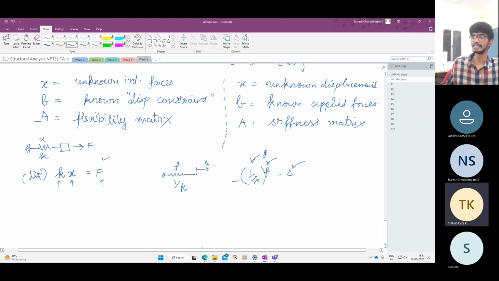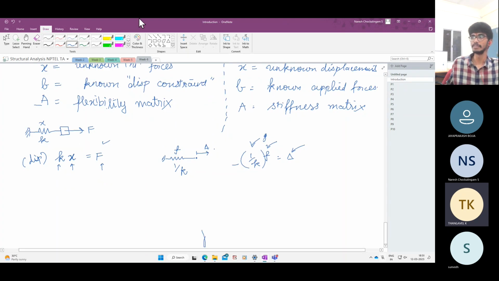Now, what is the size of this matrix? How many internal forces will you have when you're using the force-based method? The number of unknowns will be exactly equal to the static indeterminacy. When you're not able to solve a problem, you assume some of the internal forces are unknowns. How many of these unknowns are there? That will be equal to the degree of static indeterminacy. So A, the flexibility matrix in the force method, will be an NS cross NS matrix. So how many equations do you have?